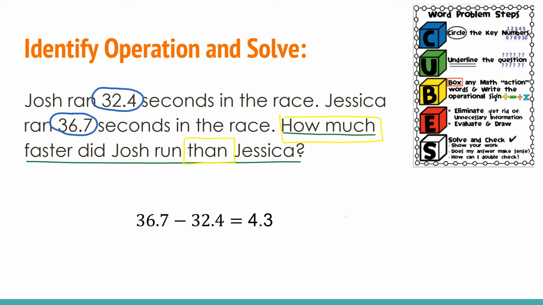I hope you were able to understand using cubes and figuring out the operations through our word problems. Remember to always use cubes in your word problems and figure out what operation is being used and then solve and check it.